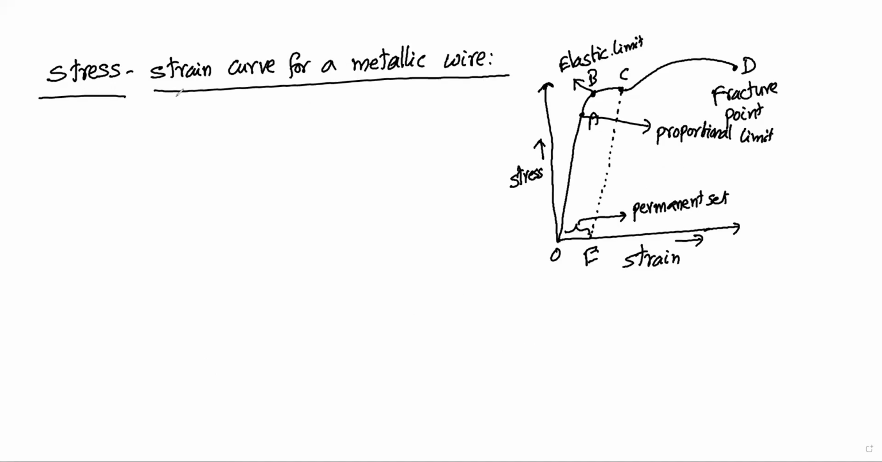Now, the stress-strain curve for a metallic wire. On the x-axis, we consider strain. On the y-axis, we consider stress. The initial part OA of this graph indicates that stress is directly proportional to strain. Up to point A, Hooke's law is obeyed. What is Hooke's law? Stress is directly proportional to strain. So point A we can call the proportional limit.